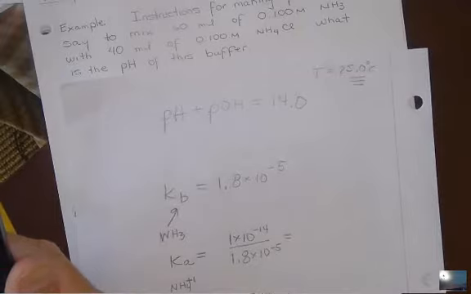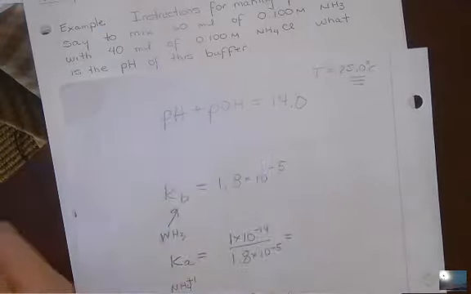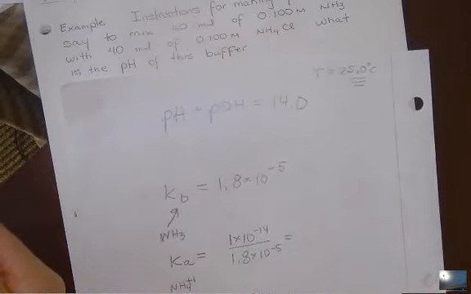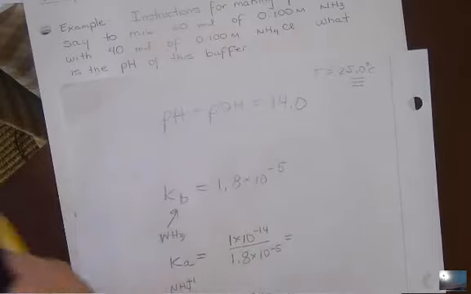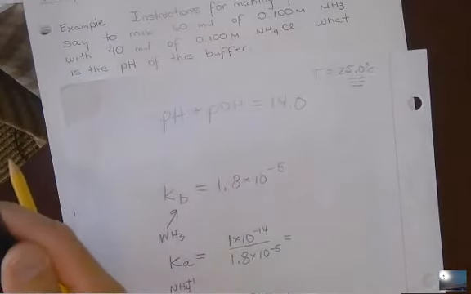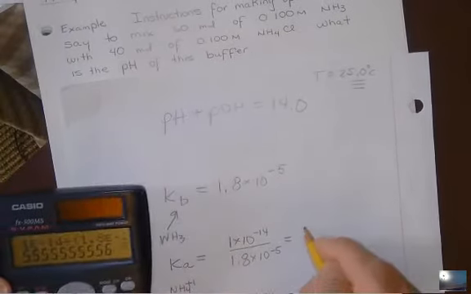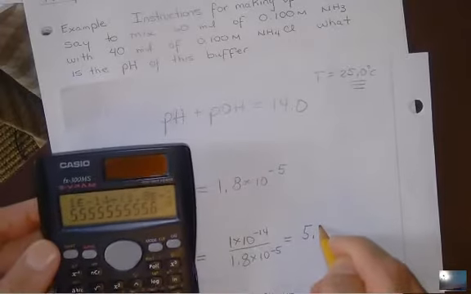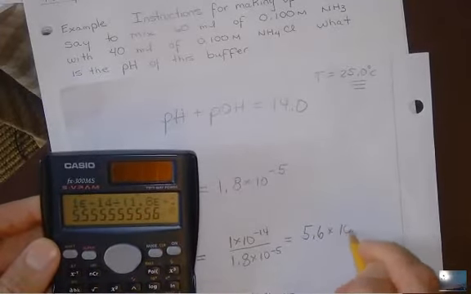1e minus 14 divided by, open the parentheses, 1.8 e minus 1.8 e minus 5. Boom. 5.55, so I'm going to make that 5.6 times 10 to the minus 10.